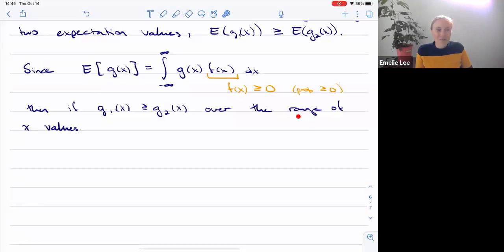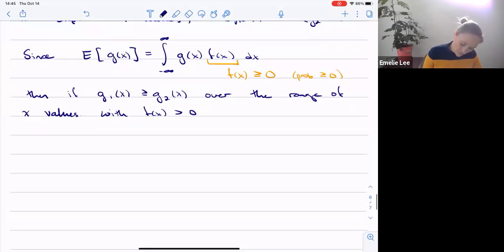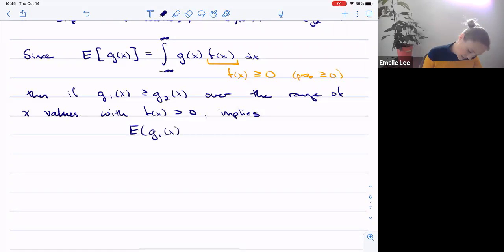Don't get too hung up on the range. The range we usually use for the Y values. But in this case, we're talking about all the possible X values, right? But context tells us that. And so over the range of X values with F of X greater than 0 implies that the expected value of G1 of X is greater than or equal to the expected value of G2 of X. And that's just because G1 is larger than G2, right?